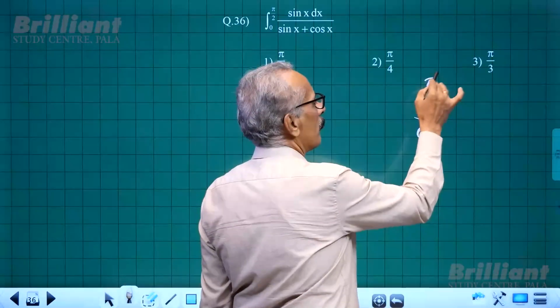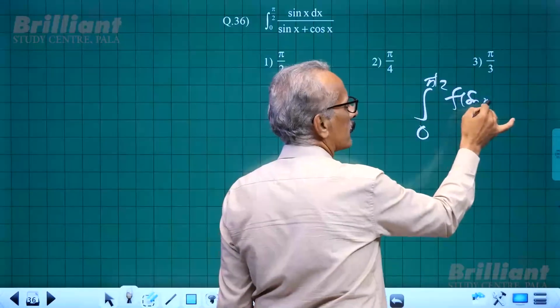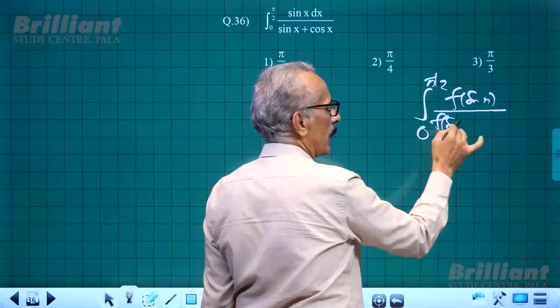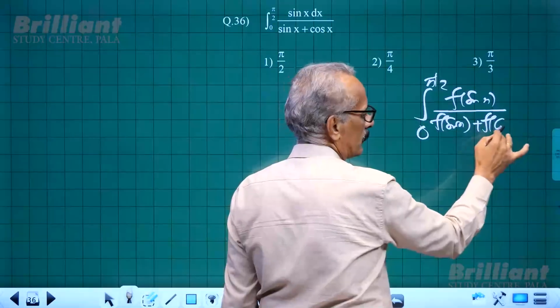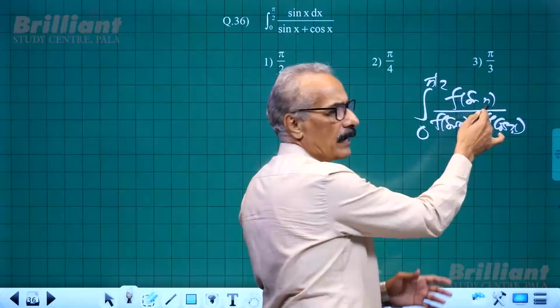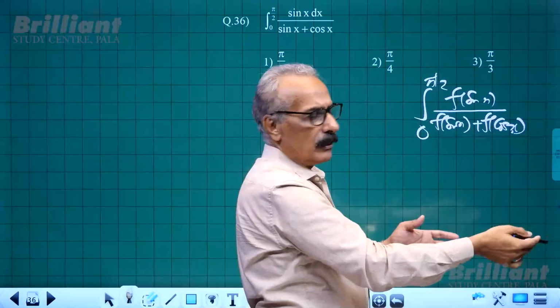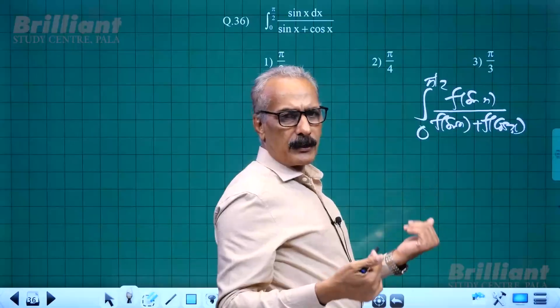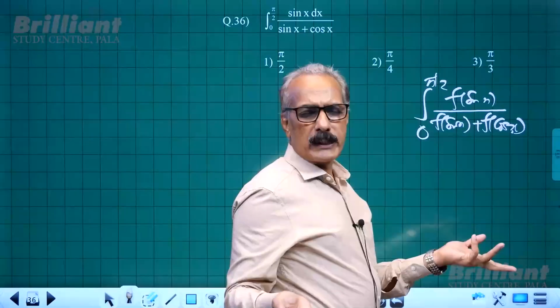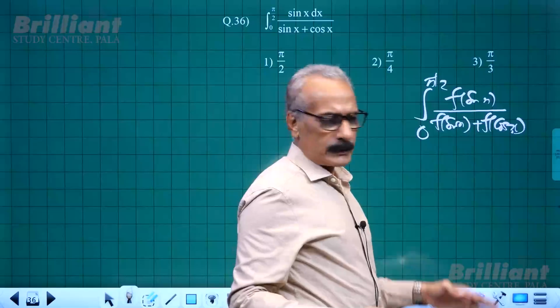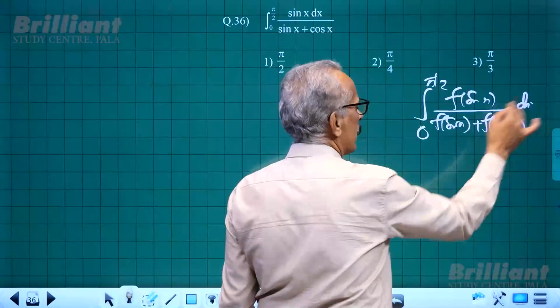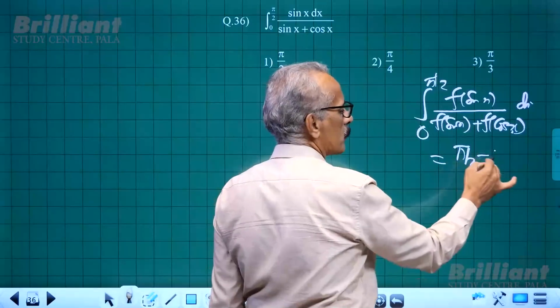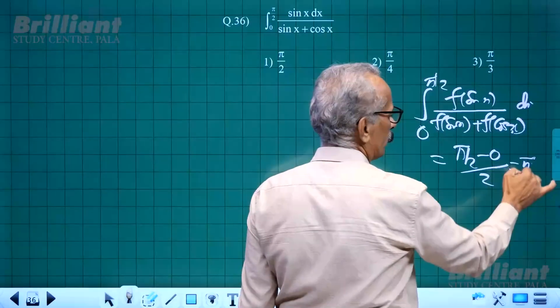Integral 0 to pi by 2 of f(sin x) divided by f(sin x) plus f(cos x), where f is any function. That is 1 sin x by 1 sin x plus 1 cos x, or sin square x by sin square x plus cos square x, or sin cube x divided by sin cube x plus cos cube x, or root sin x divided by root sin x plus root cos x. This is always equal to upper limit minus lower limit by 2. That is pi by 4.